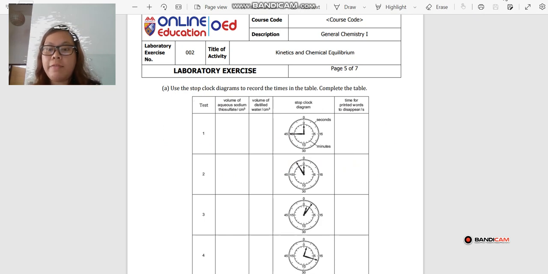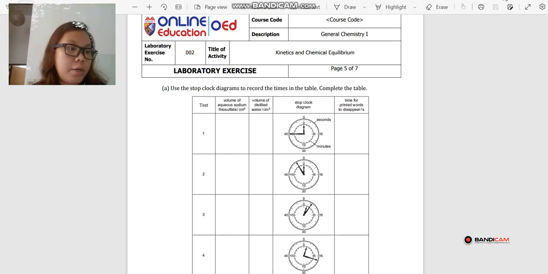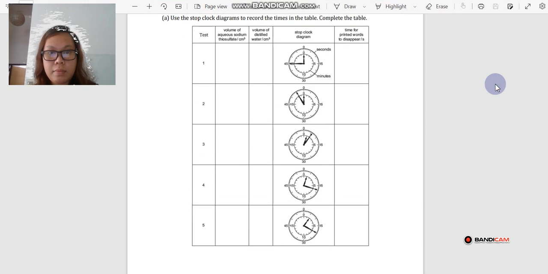Page 5 of 7. Use the stop clock diagrams to record the times in the table. Complete the table. Here is mine. For test 1, volume of aqueous sodium thiosulfate, 60 cubic centimeter. Volume of distilled water is 10 cubic centimeter. Test 2, 50 cubic centimeter. Volume of distilled water is 10 cubic centimeter. Time for printed words to disappear is 55 seconds.